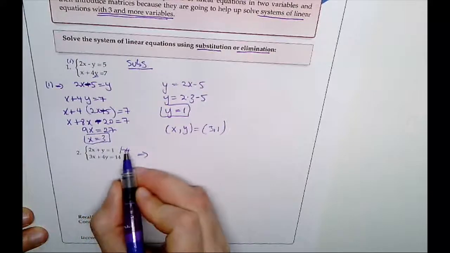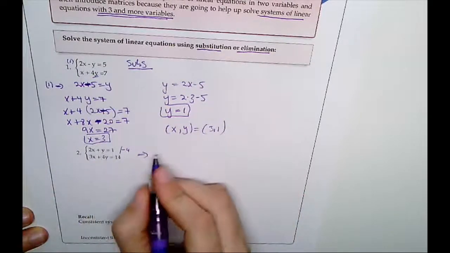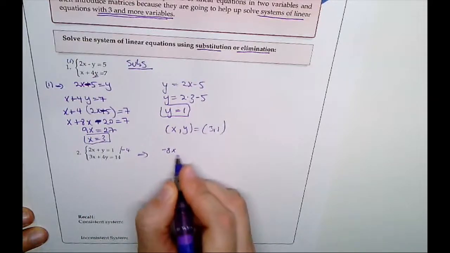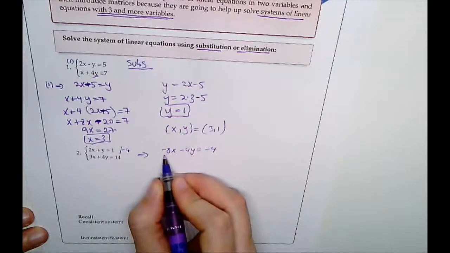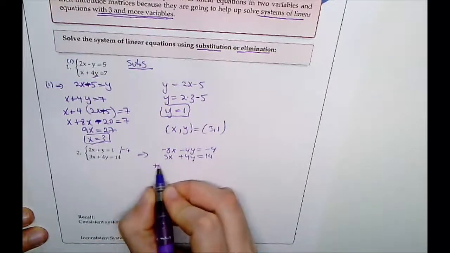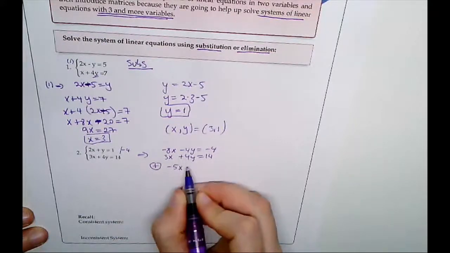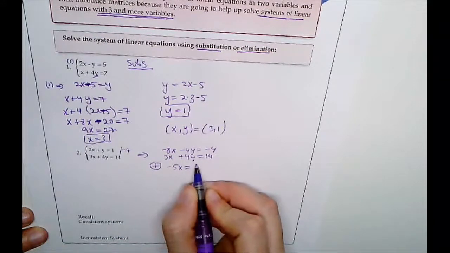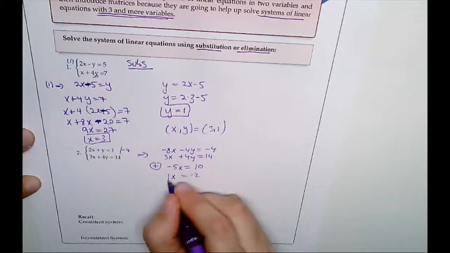So let's see. I multiply the equation by negative 4, and it does not change the equation. I do it to both sides, so it's going to be negative 8x minus 4y equals negative 4. The second equation stays the same. Then I add the 2 equations, so it's going to be negative 5x, the y cancels, equals 10. So this gives me that x equals negative 2.